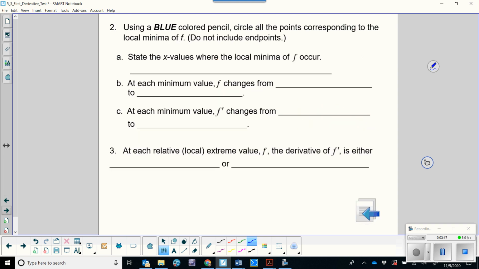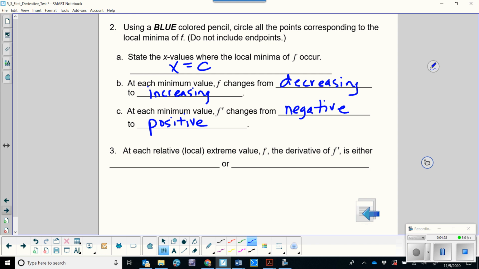So the x value where the minimum occurs was at x equals c, and f changes from decreasing to increasing. And a lot of times when I'm looking at these and I don't have a graph, I just sort of draw in the air, decreasing to increasing. I think about, oh, that's a minimum. Okay, at each minimum value, f prime then has to change from negative to positive, since a negative f prime means decreasing for the function f, and so on.